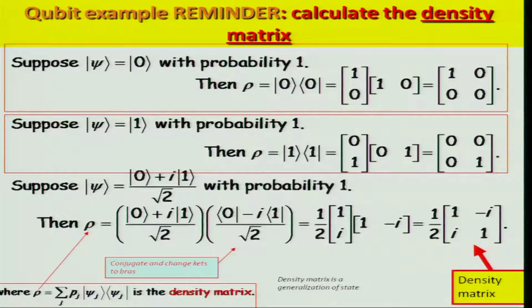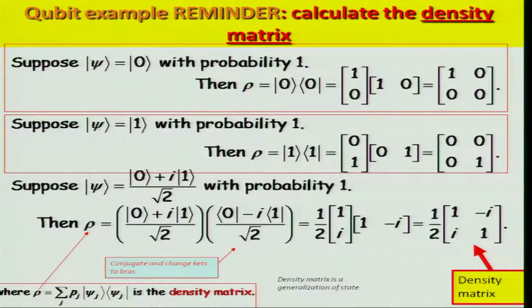Let us now connect it to the qubit case. We can calculate the density matrix in this form. Suppose the pure state psi is 0 with full probability, then our density matrix is the outer product of zeros, |0><0|, which gives rise to this particular density matrix.